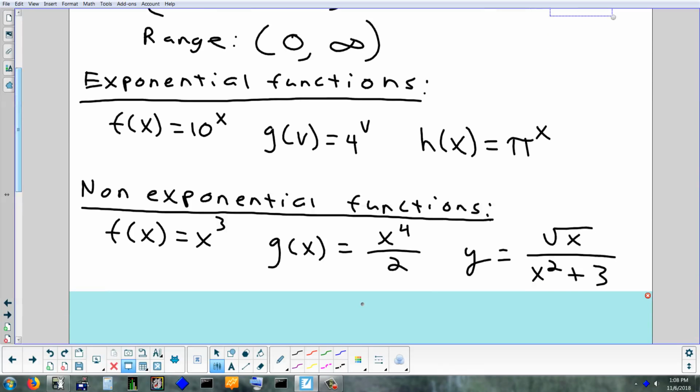Let's look at some things that are not exponential. Under the non-exponential, how come f of x is not exponential? I mean, x cubed, that goes up pretty fast. Why isn't it exponential?